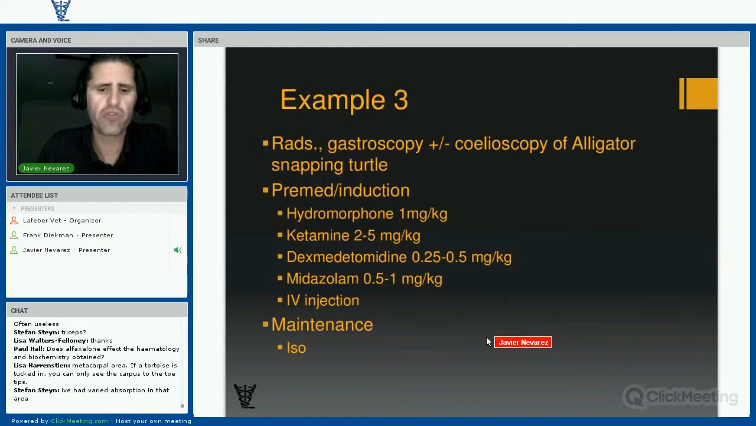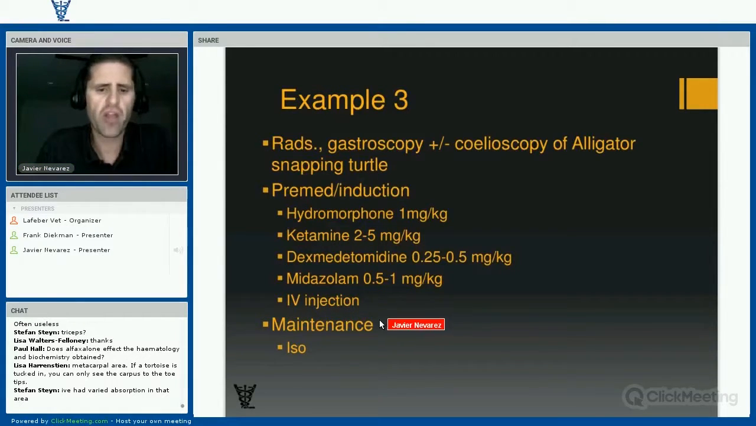So in these cases, this is what we did, and this is an actual case, actual dosages. So we gave hydromorphone 1 mg per kg. Ketamine, I always start about 2 or 3 mg per kg. I never go higher than 5. Dexmedetomidine, I typically start at the higher end, 0.5 mg per kg. And then midazolam, I typically start at 1 mg per kg also. I'm very comfortable with midazolam. It's a drug that I've used quite a bit over the years, so I've become rather comfortable with it. And then I typically like to give this all as an IV injection.